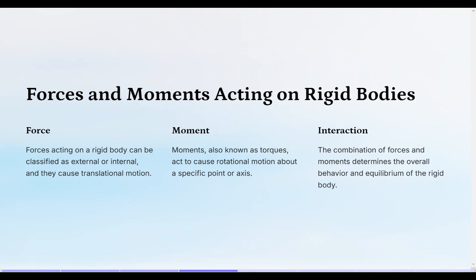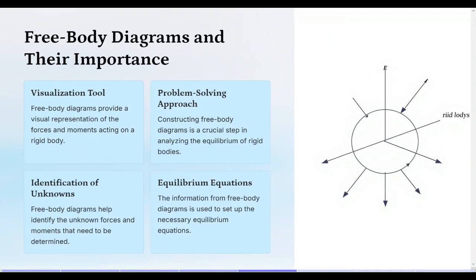Imagine you are trying to solve a physics problem, a box sliding down a ramp. Where do you start? Enter the free body diagram, the unsung hero of physics problem solving. A free body diagram helps us visualize all the forces acting on an object. Gravity pulls down, the normal force pushes up, and if there is friction, it resists motion.